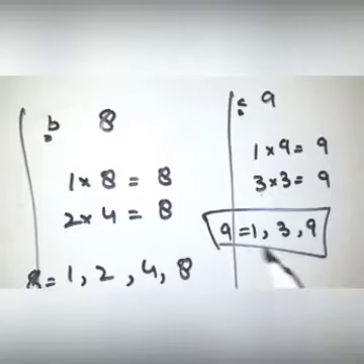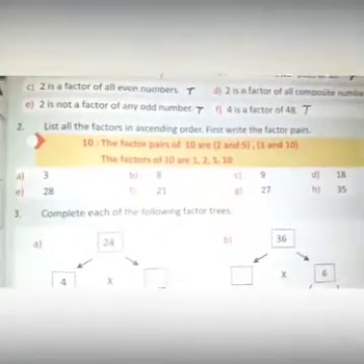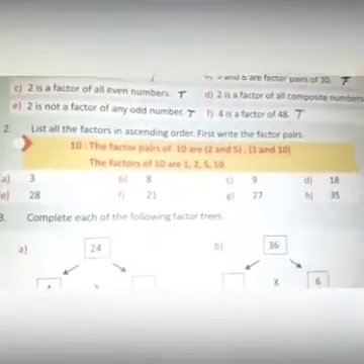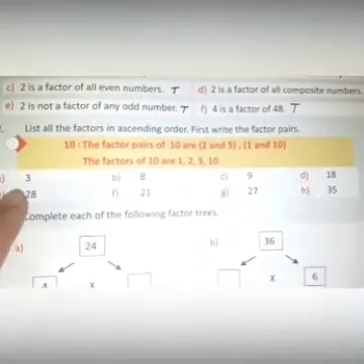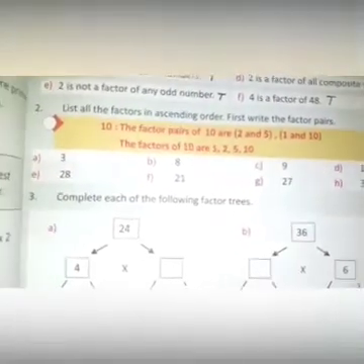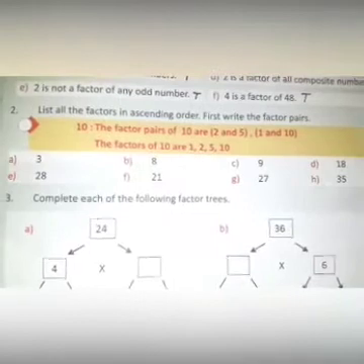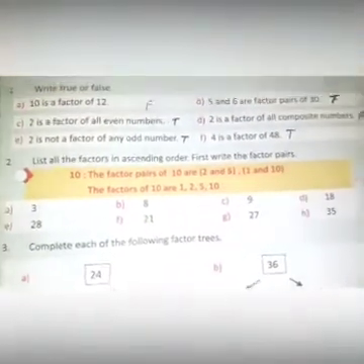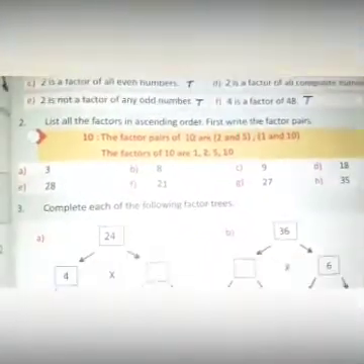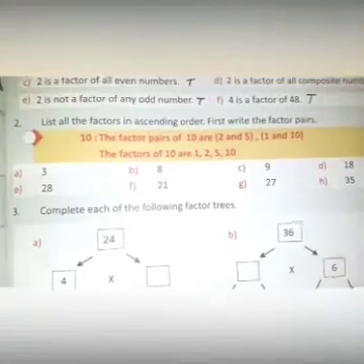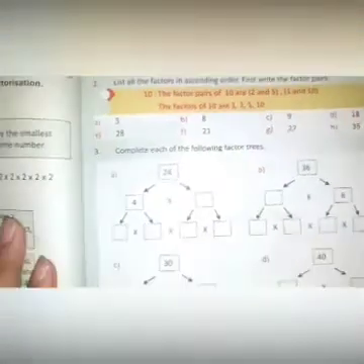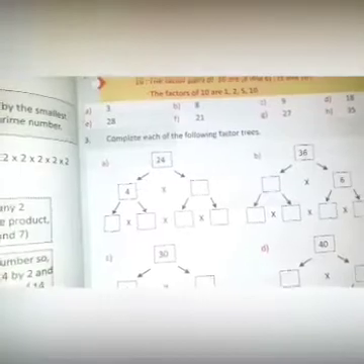That is the answer. Now you can see the other questions on the same page from part A to part H. You have to solve all these questions in your neat copy. Part 1 will be solved in your textbook, part 2 in your neat copies. Now you have part 3. Complete each of the following factor trees.